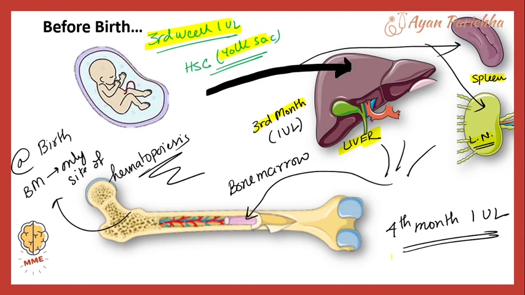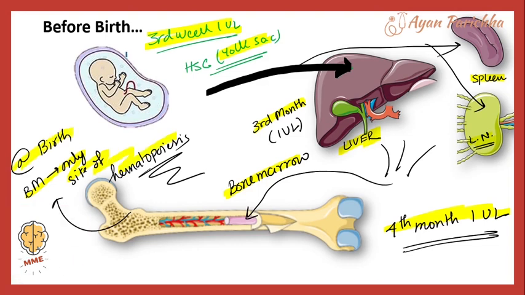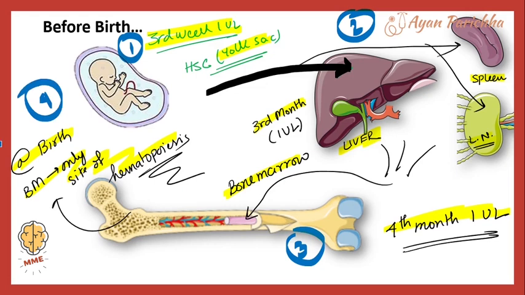Then what happened? At around the 4th month of intrauterine life, they came to the bone marrow and they stayed there, right? They stay there and don't go anywhere else. So at around birth, bone marrow became the only site of hematopoiesis. That is also important. So over here, we have done 4 important points that you should note down in your copy if you want. The first point, second point, third point, fourth point. Now we will come to the clinical correlation fast. Just remember the spleen and lymph node story, right?